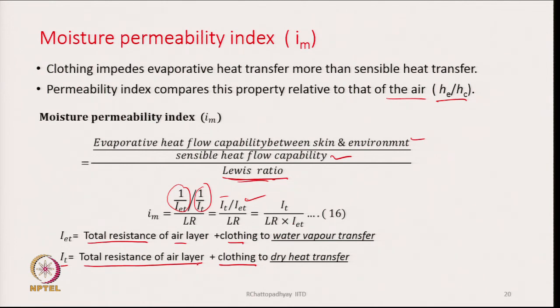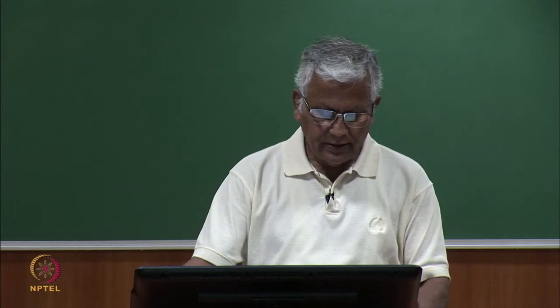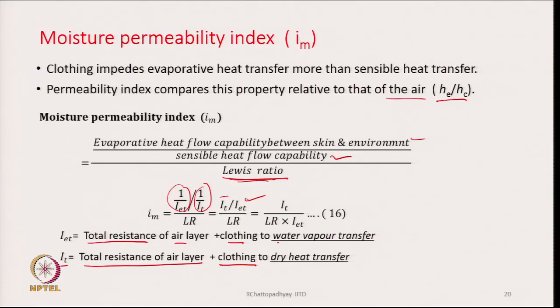So, that is the difference. The E stands for evaporative heat transfer, and if the E is not there, it is total. If it is I T, it is total insulation or total resistance. I always means insulation, which basically means resistance. So I E T is the total resistance of the air layer and clothing to water vapor transfer, and I T is the total resistance to dry heat. The ratio is I T by I E T. So when the clothing is there, what is the ratio, and when the clothing is not there, what is the ratio? Lewis ratio is when there is no clothing between these two.